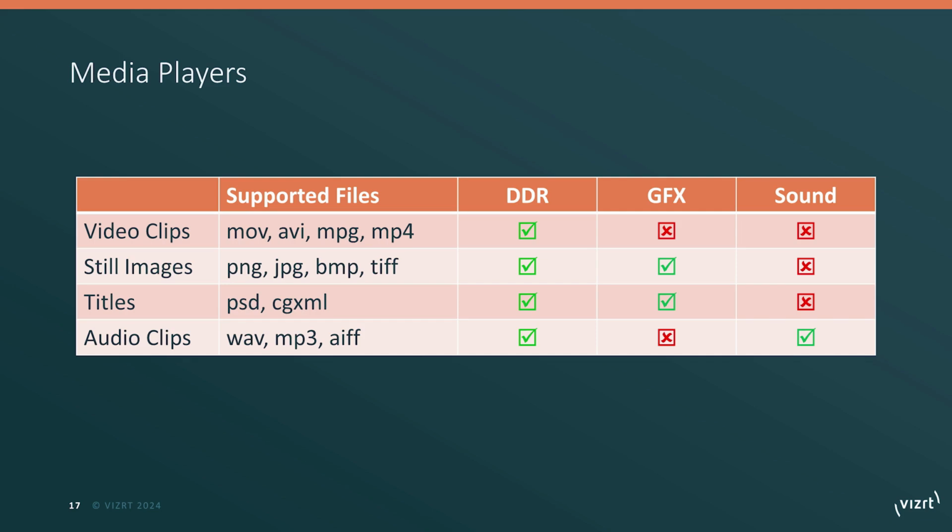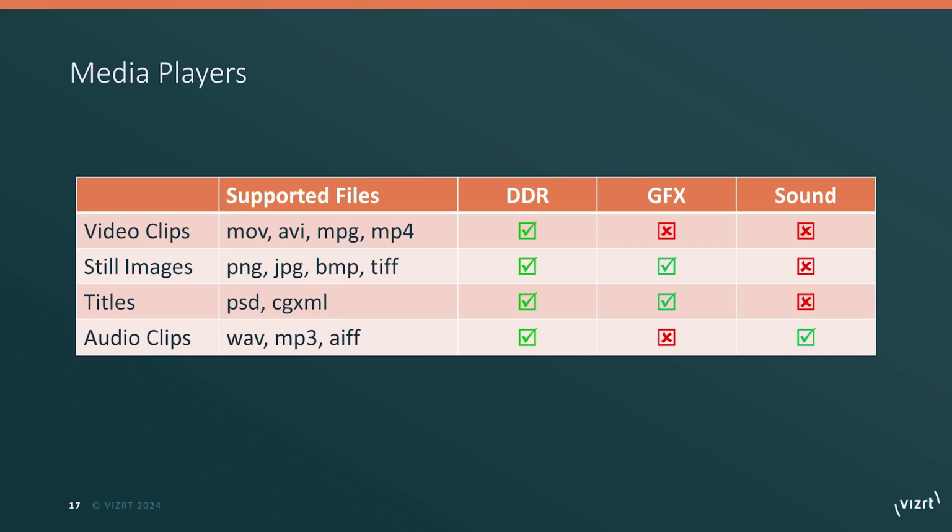So as you can see, a DDR can play all types of media, while the other types of players are limited to particular types of media. So when you're dividing your media up and putting them in players, you typically want to use the players that only support a particular type of media, if that's the media you're using, to leave your DDRs available for video clips, which is often the most valuable type of media you want to play back.